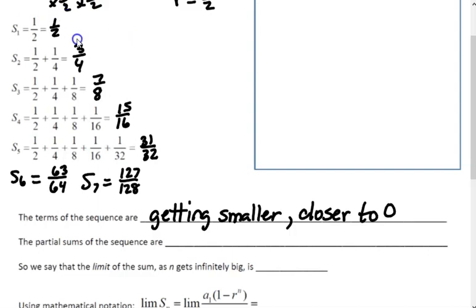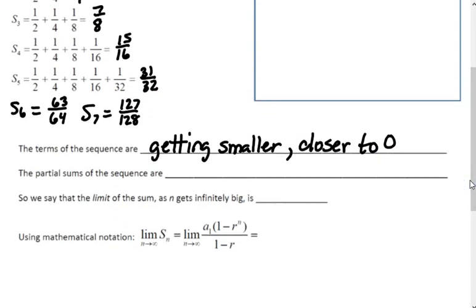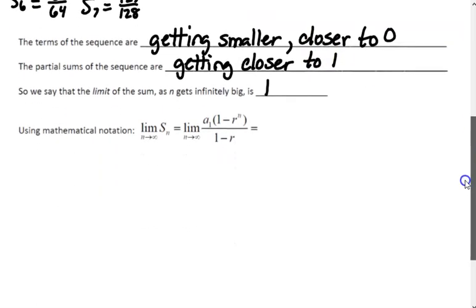look at the sums: 1/2, 3/4, 7/8, 15/16, 31/32, 63/64, 127/128. Those sums are getting closer and closer to 1. So we say that the limit of the sum as n gets infinitely big is 1. Closer and closer as n gets bigger, so as we add an infinite number of terms, we should say the sum equals 1. Okay, so let's think about how that works.